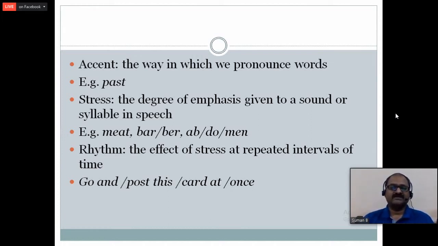So carefully, in connected speech, if you try to segment this from one stress instance to another, you will see that the time gap between one stress group and the other is equally the same. The time taken to say "go and," the time taken to say "post this," the time taken to say "card it," and then the time taken to say "once." All these time intervals are the same. So this way of speaking is common in English, and this is what actually makes English a rhythmical language.